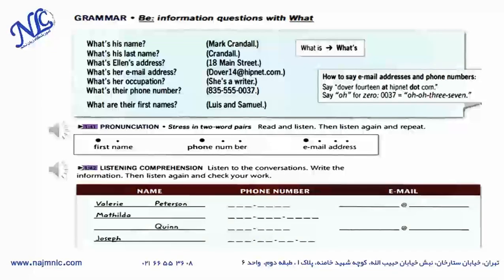Conversation 3. Mr. Quinn, what's your phone number? My phone number? It's 338-2257. And your first name is James? Yes, it is. James. Oh, and what's your email address? It's quinn18@hipnet.com. Thank you, Mr. Quinn.